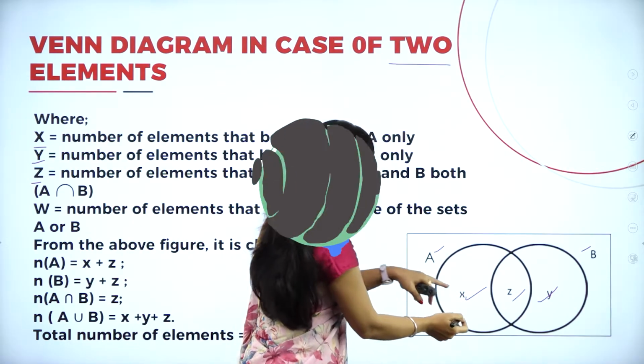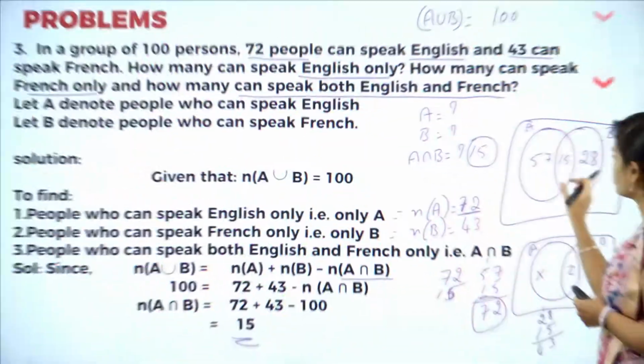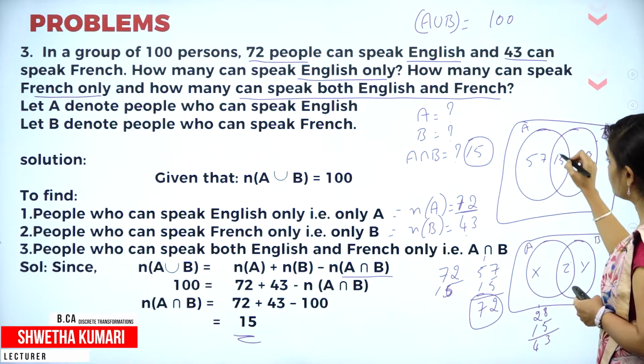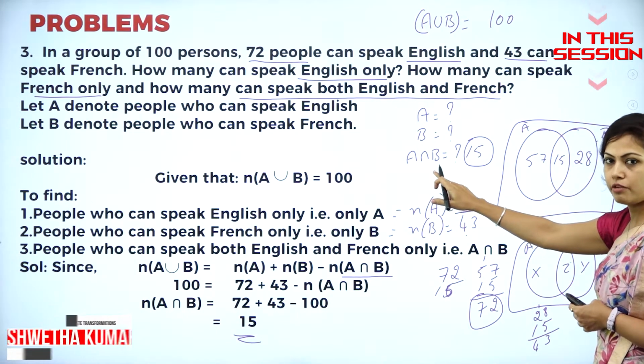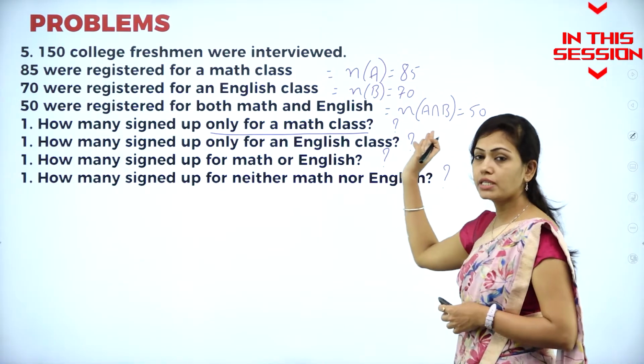X stands for number of elements that belongs to set A only. So here I have considered 15 is my A intersection B value. Here no need to use the formula for finding n of A intersection B, n of A union B.